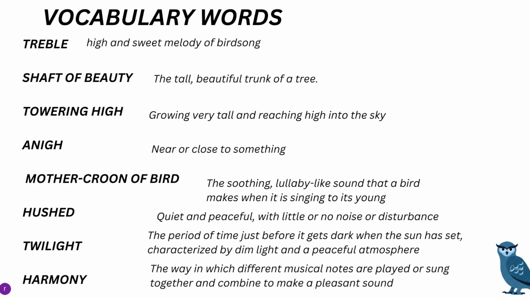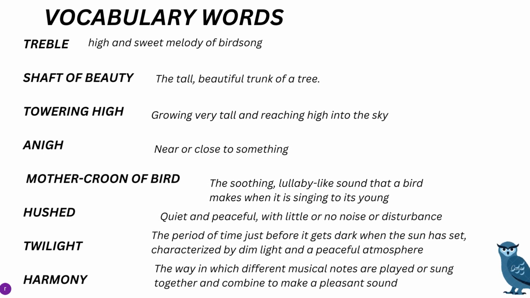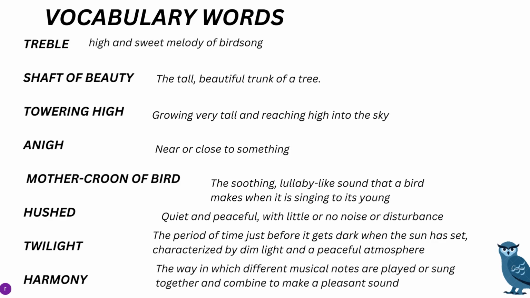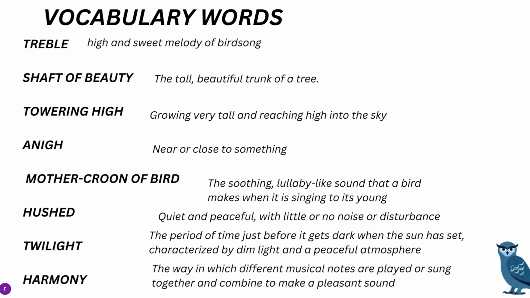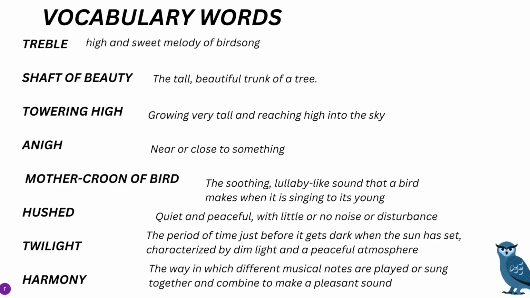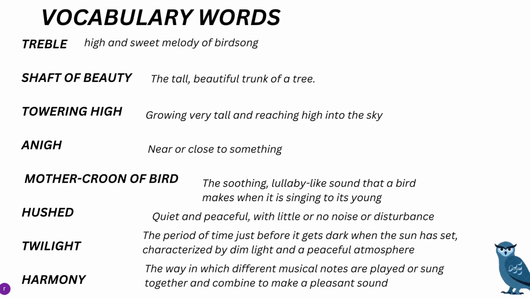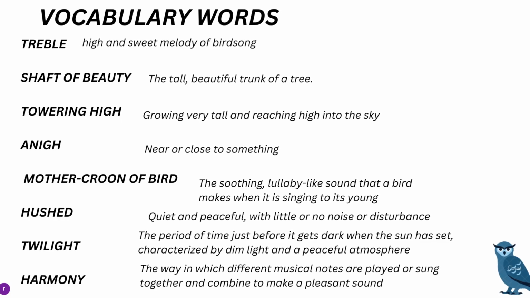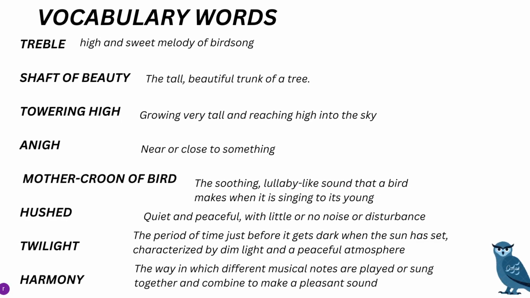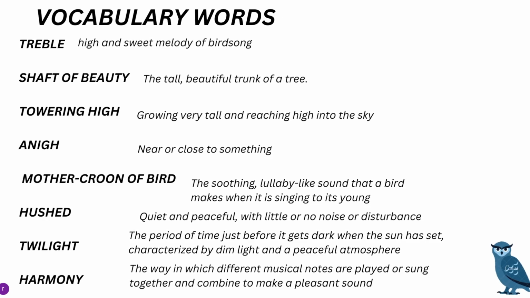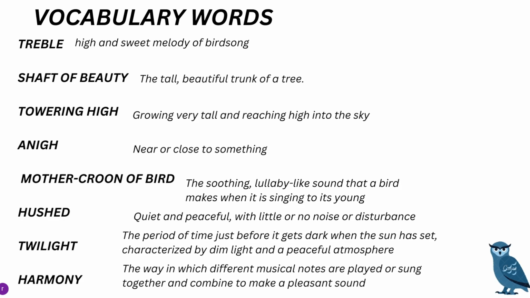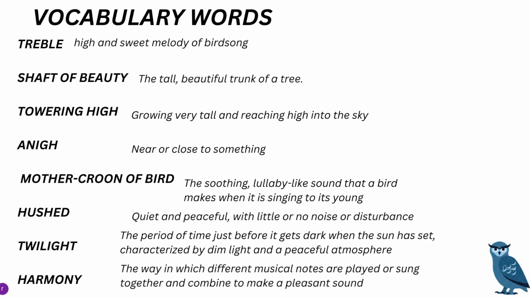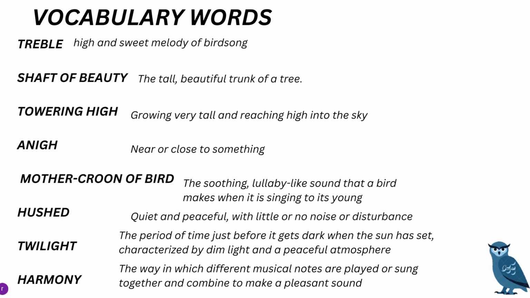Nigh. Nigh means near to something or close to something. Mother croon of bird. This means the soothing lullaby-like sound that a bird makes when it is singing to its young ones. Next is hushed. Hushed means quiet and peaceful with little or no noise or disturbance. Then comes twilight. Twilight means this is the time period of the day, children, where it gets dark and the sun has set, but it's not completely dark. The dim light and the peaceful atmosphere are the characteristic features of twilight. Then harmony. Harmony means a pleasing combination of different things that work well together, such as musical notes.